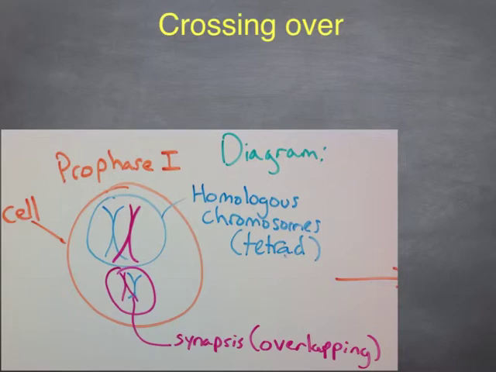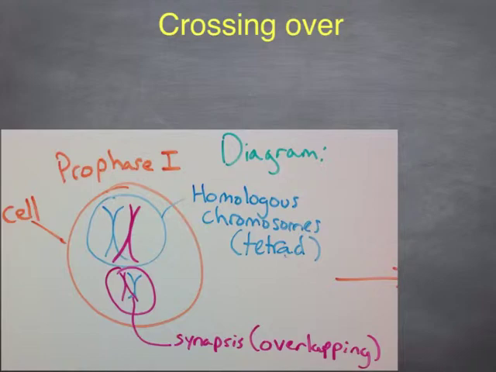Welcome to Monobiology. Today we're going to look at a process that's important to meiosis called crossing over. Crossing over is one of two major processes that happens during meiosis that add genetic variety to sexual organisms. Remember that meiosis is the process of making gametes.